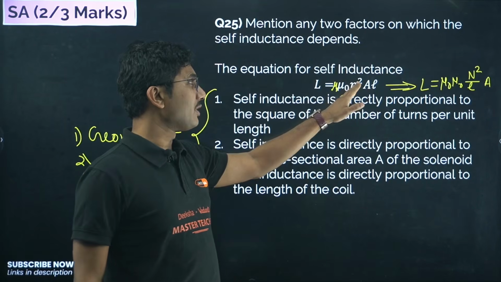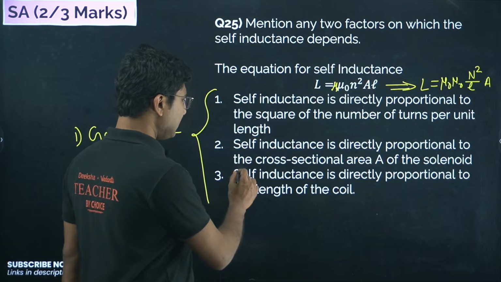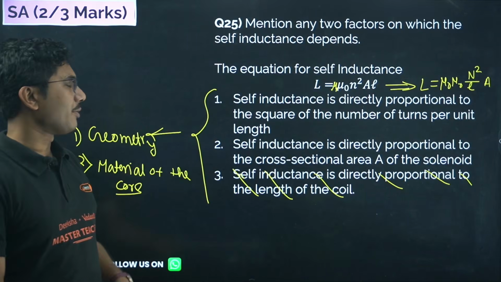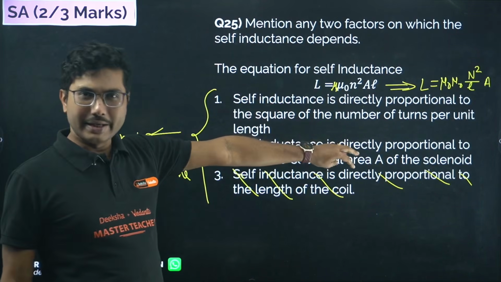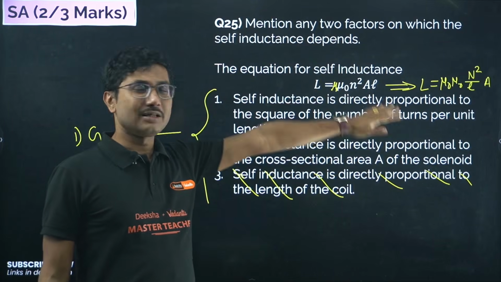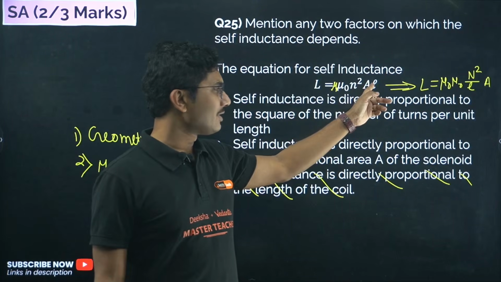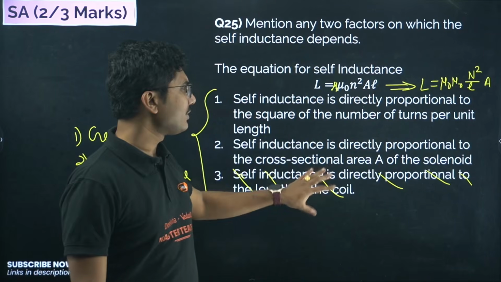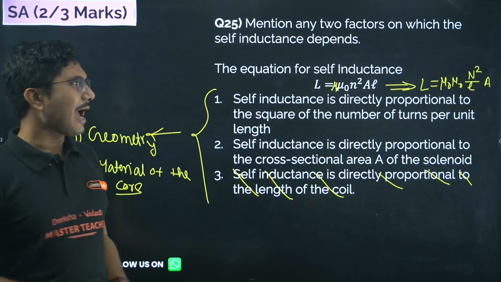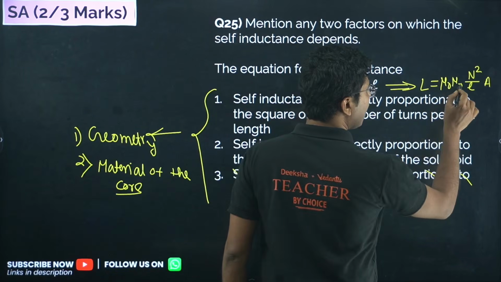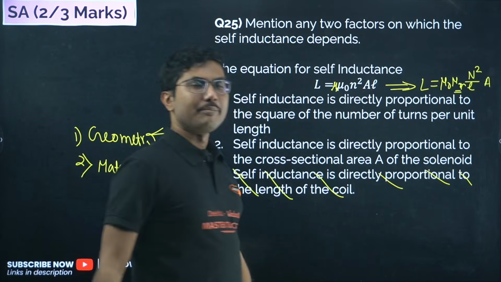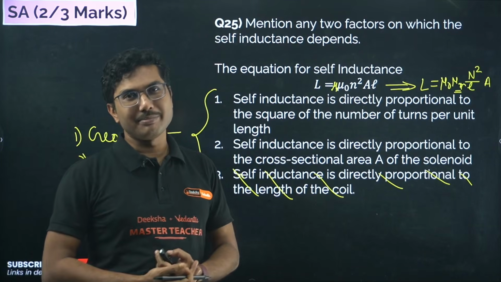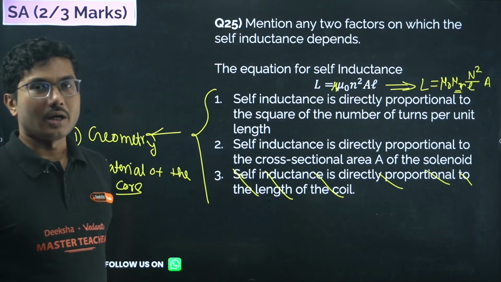Number of turns per unit length and area is correct. This one is based on how you are writing the equation, this statement can change. Number of turns per unit length is correct, area is correct, but this length part can be dubious. If you write it like this, it is proportional to L. If you write it like this, it is inversely proportional to L. So avoid this. Mention geometry of the coil and the material of the core. Material of the core is basically relative permeability, the permeability of the material that is placed inside the solenoid.